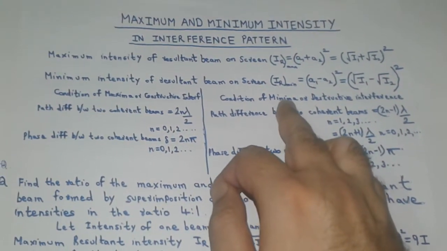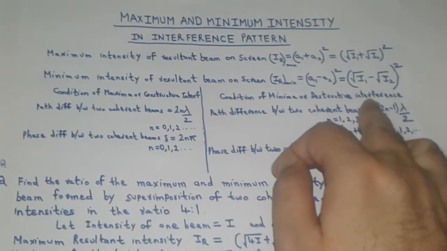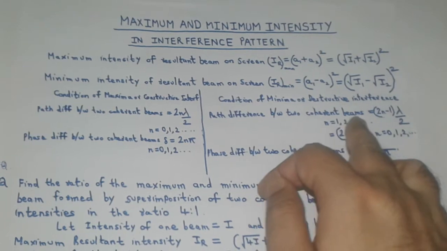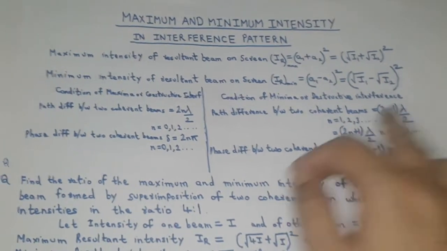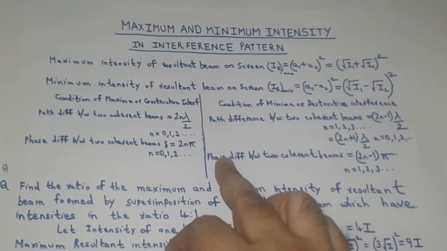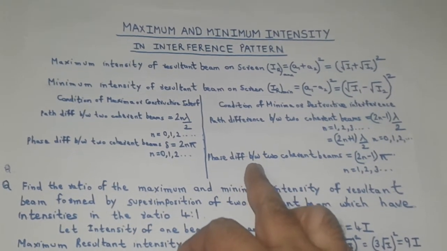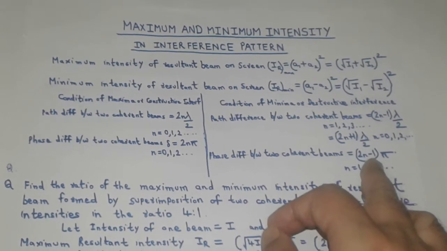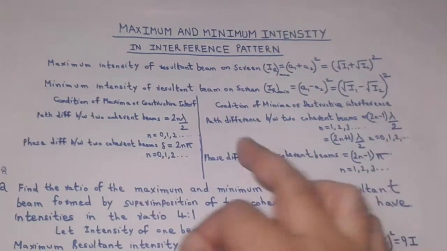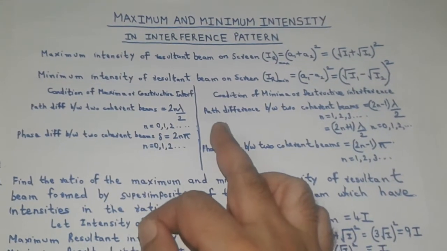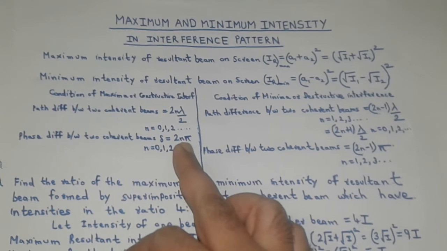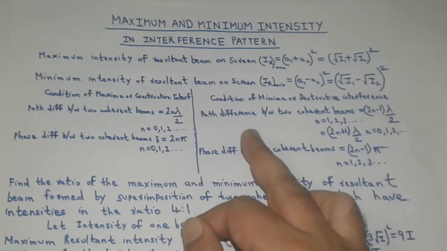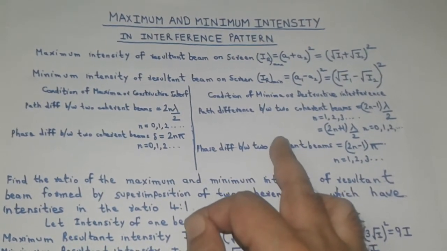We obtain a minima or destructive interference at a point when the path difference between two coherent beams is an odd multiple of λ/2. For a minima, the phase difference between two coherent beams would be an odd multiple of π. So at all those points where the phase difference between two interfering coherent beams is an even multiple of π, we get a maxima, and at those points where the phase difference is an odd multiple of π, we get a minima.